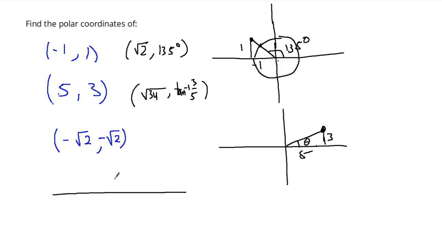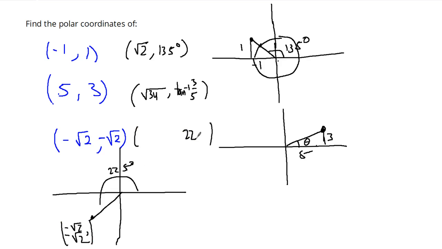Next is minus square root of 2 over minus square root of 2. This can also be found very simply. You just take the minus square root of 2, then now you have minus square root of 2, minus square root of 2 right here. And what's the angle? Since they're both the same, it's 225 degrees. But what's our magnitude? Our magnitude is this squared plus this squared, which is 2. That's it.